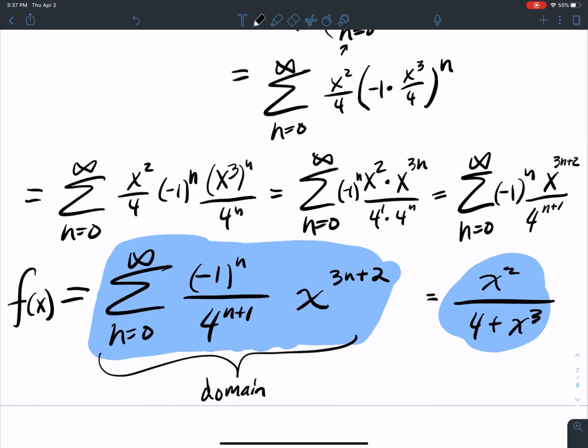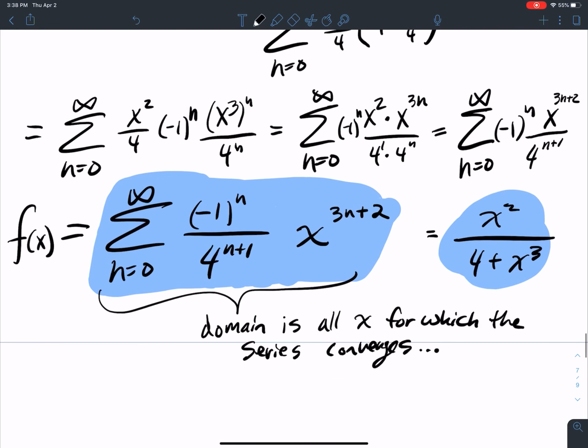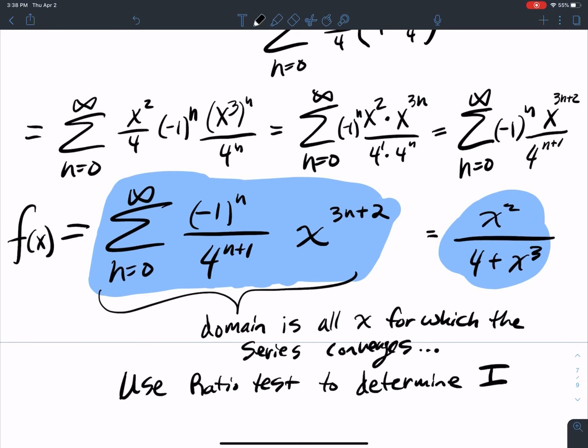Domain is all x for which the series converges. So run the ratio test. Use the ratio test to determine the interval of convergence.